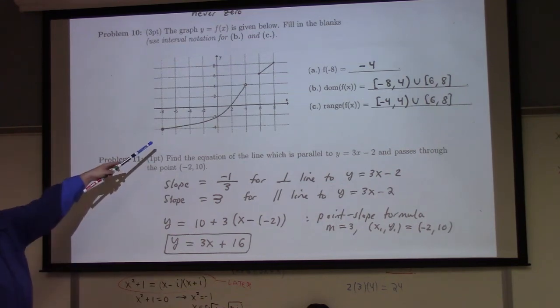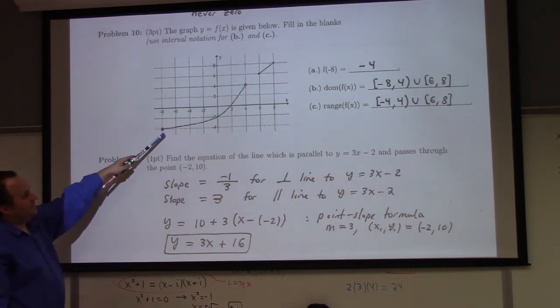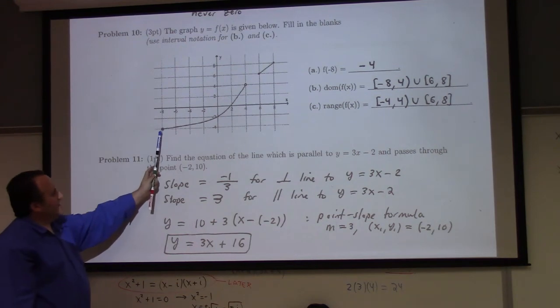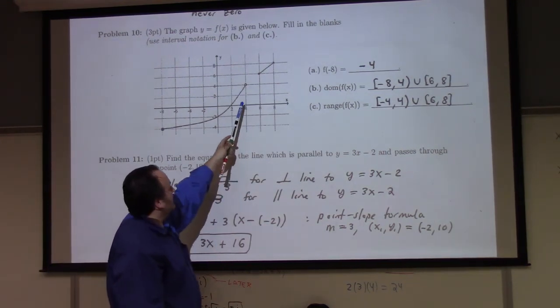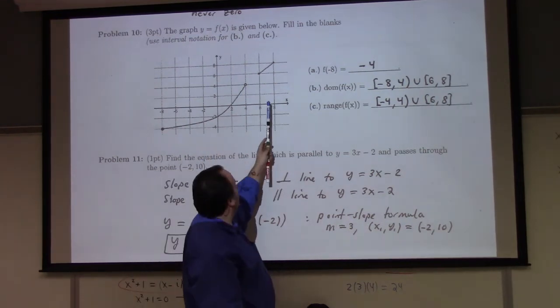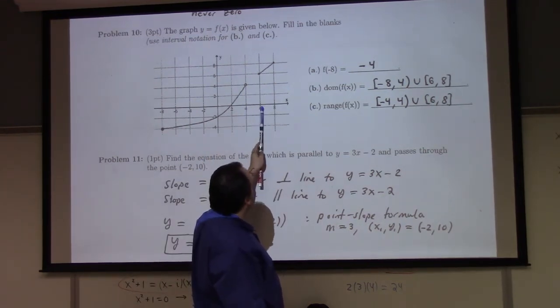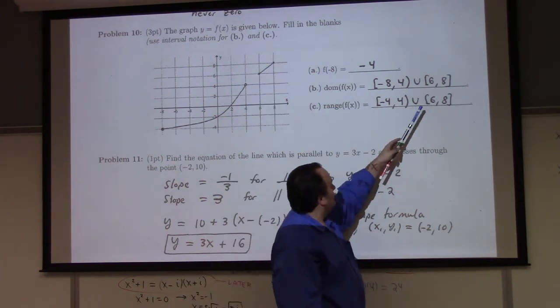Let's look at this one. It's a little bit different, right? So here, what's the domain? It goes from -8 over to 4, right? 4 is not included, but 8 is. Then you jump over here, start again at 6, go over to 8, so 6 to 8, like that.